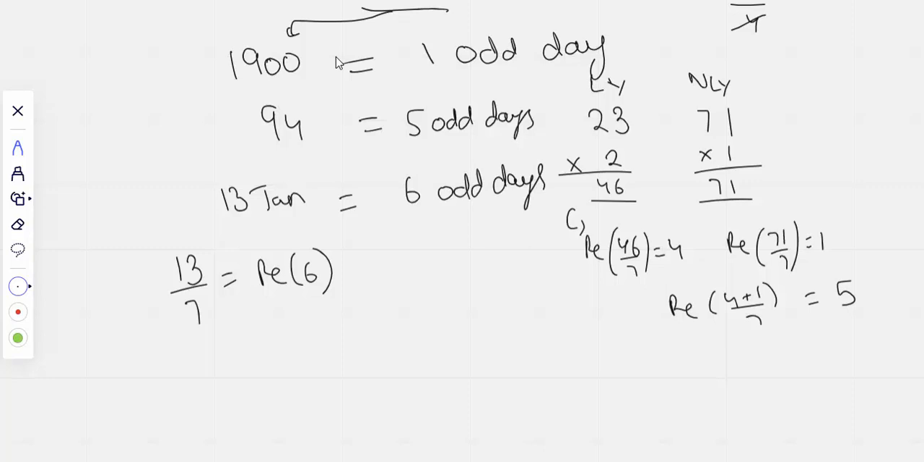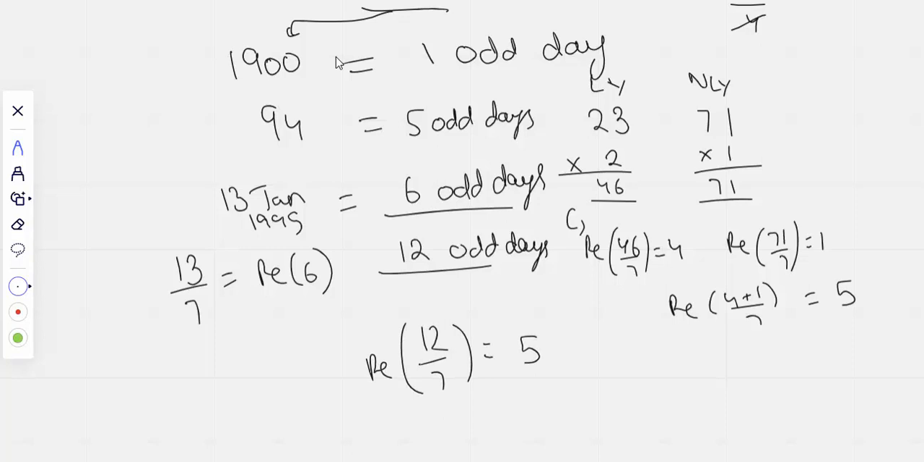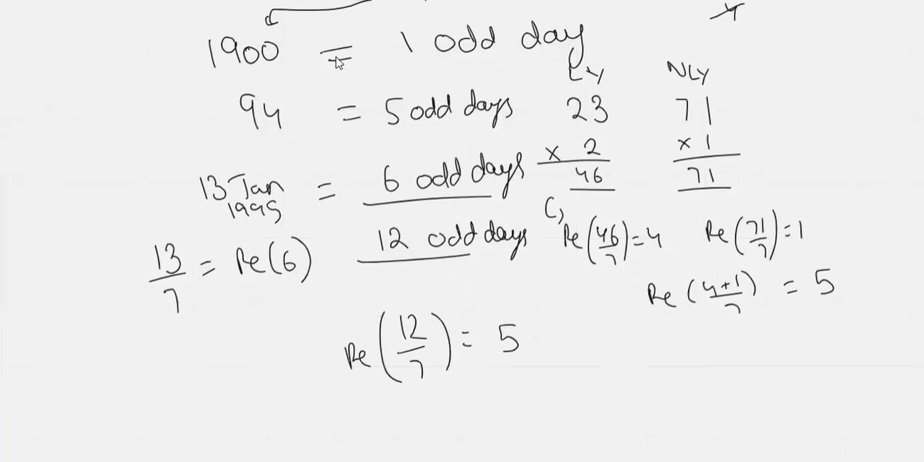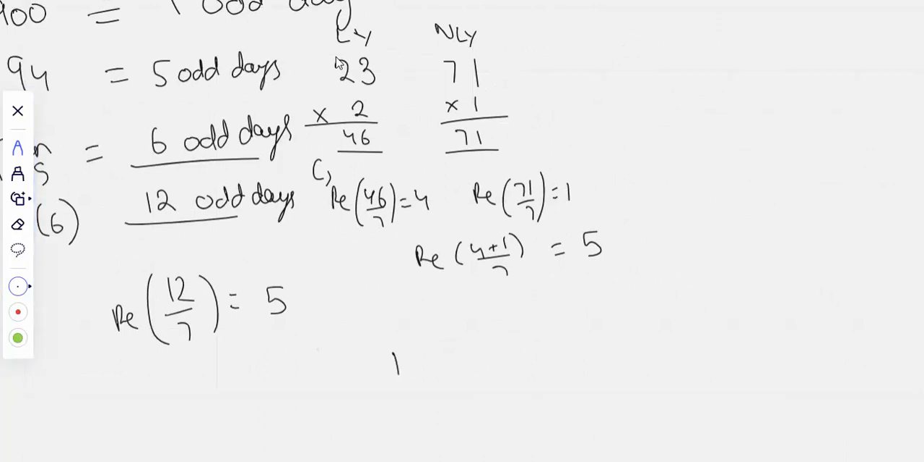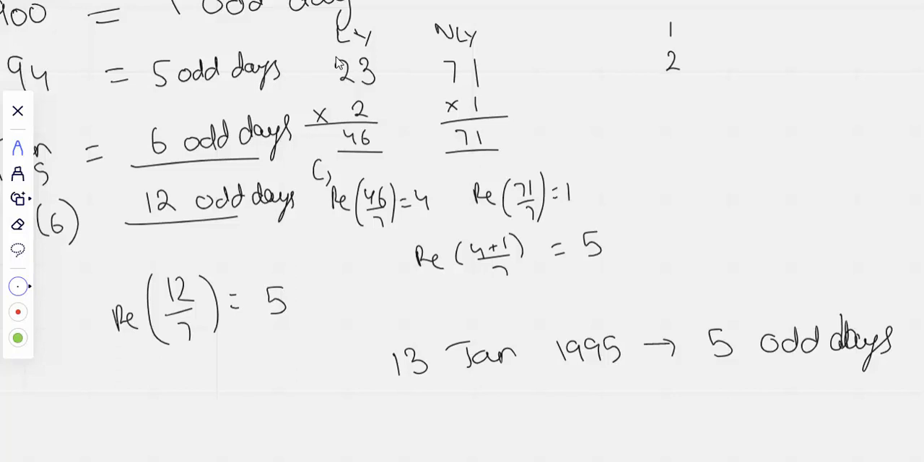So now we have completely reached 13 Jan of 1995. If we add all these odd days, we get a total of 12 odd days. Again it is greater than 7, so we divide 12 by 7, and the remainder is 5. So finally, on reaching 13 January 1995, the number of odd days is 5. Okay, so we already know that first is Monday, second is Tuesday, third is Wednesday, fourth is Thursday, fifth is Friday. So 13 Jan is a Friday.